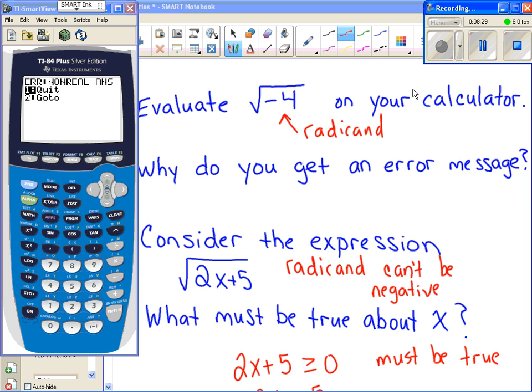All right, that's it for evaluating or solving radical equations, and in the next video you'll see solving radical inequalities.